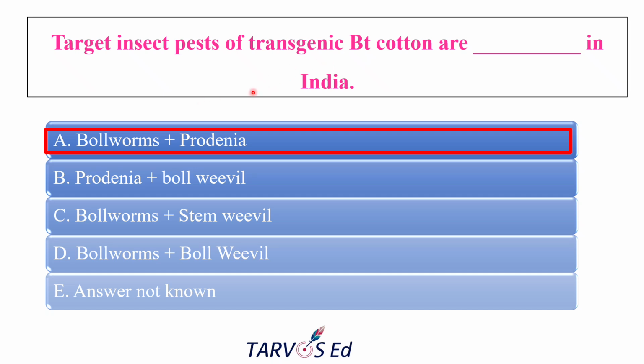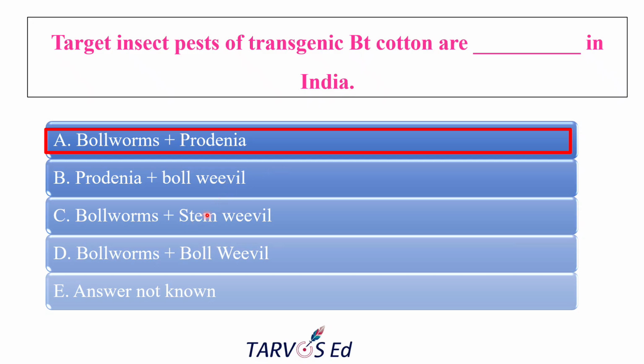Bt cotton was mainly introduced specifically to control these bollworms, which cause 30 to 60% yield loss, and also to control Prodenia. Why are the other options wrong? Here the boll weevil, Anthonomus grandis, is a coleopteran, right? The earlier Bt cotton released was not against the boll weevil, because the first ones, Bollgard 1 and 2, do not have the Cry3 toxin, so they are not effective against weevils. So it is not suitable.